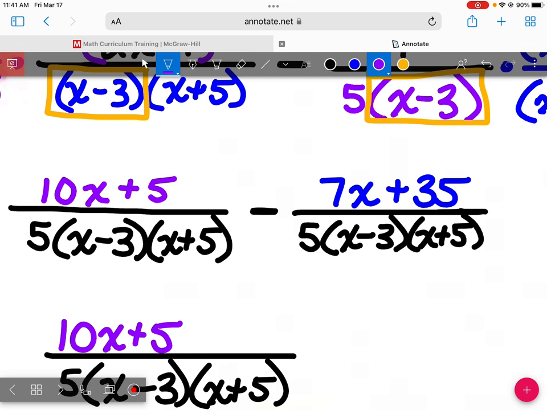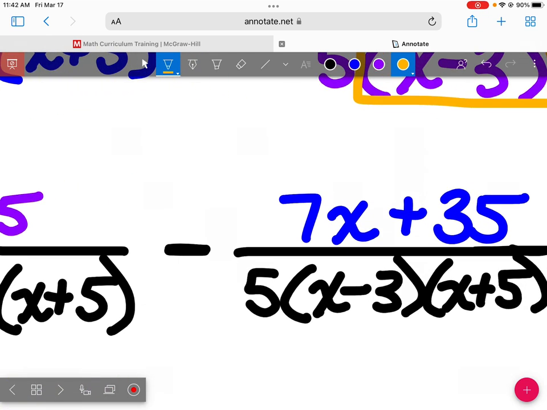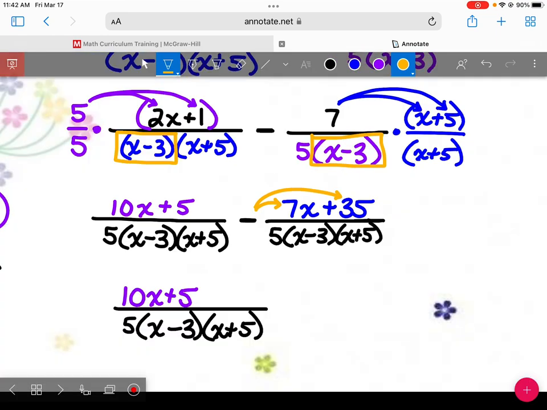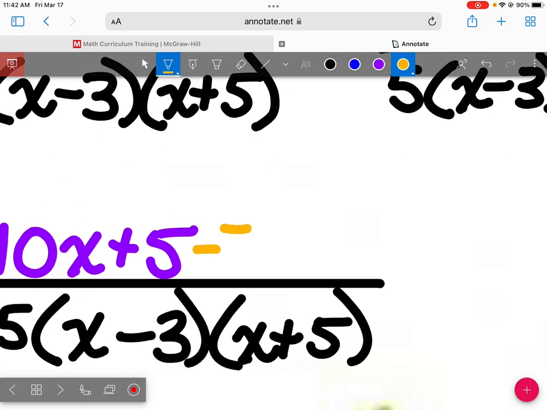What am I doing between these fractions? Subtracting. I am subtracting everything that comes after the minus sign. So I have to distribute this subtraction to both pieces. I'm not just subtracting the 7x, I'm also subtracting the 35. So negative 7x minus 35.